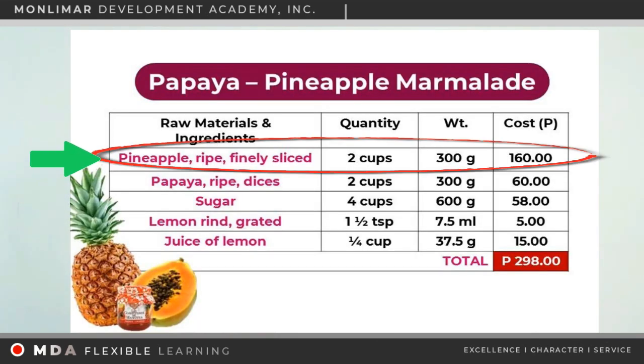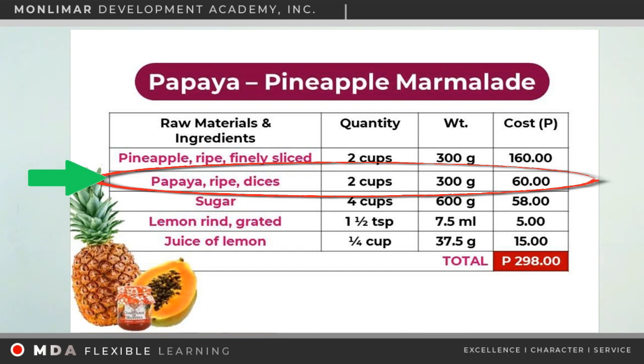For the pineapple, we need 2 cups. It weighs 300 grams and it costs 160 pesos. For the ripe papaya, we need 2 cups. It weighs 300 grams and costs 60 pesos.